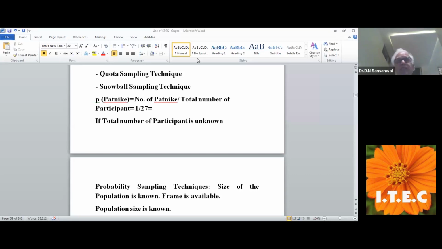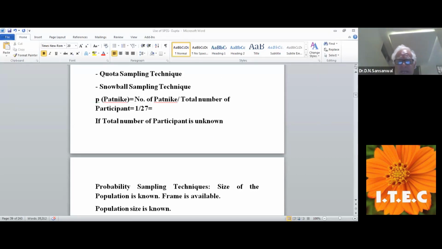So it's not possible. So that means in case of class 10, you have a frame. So you can find out the population of class 10 students studying in government schools. And if it is so, then it means you can use the probability sampling.